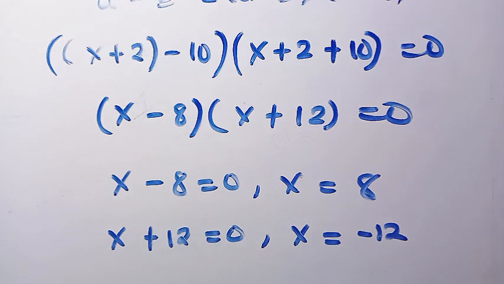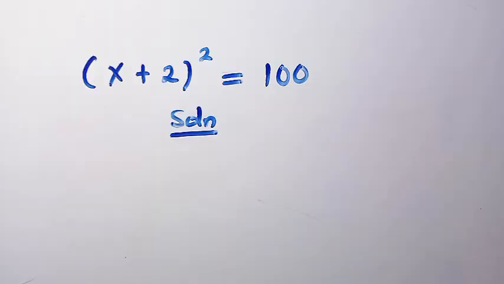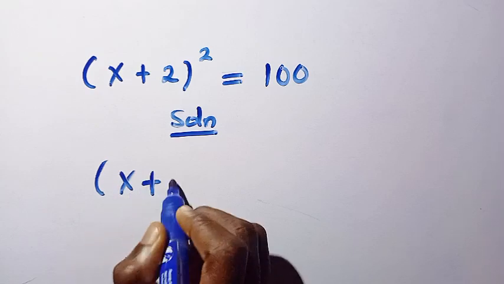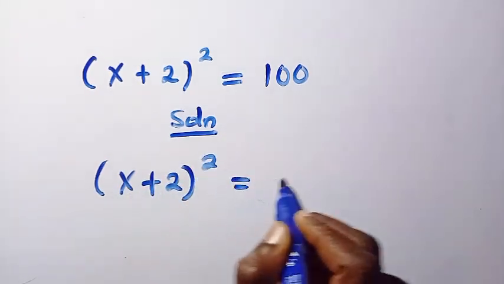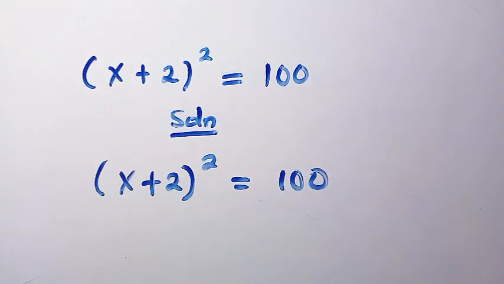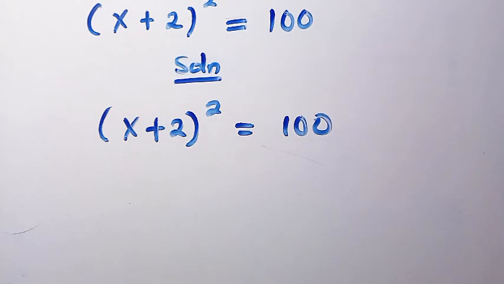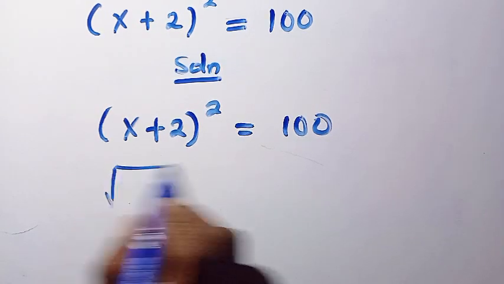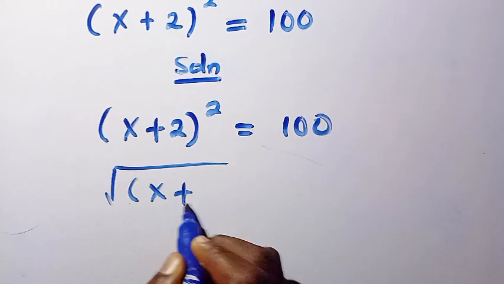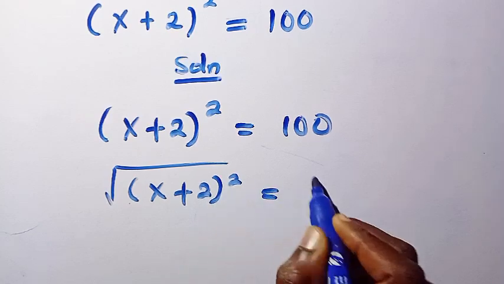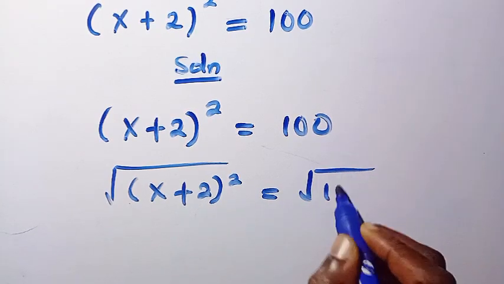Let's get into the second method of solving this. For this second method, which is simpler than the first one, we have (x + 2) raised to power of 2 equals 100 as the given question. Let's take the square root of both sides. By applying this square root here, we have the square root of (x + 2)^2 equals the square root of 100.